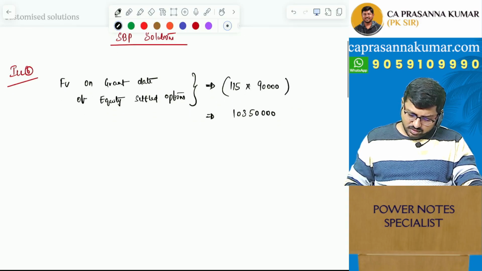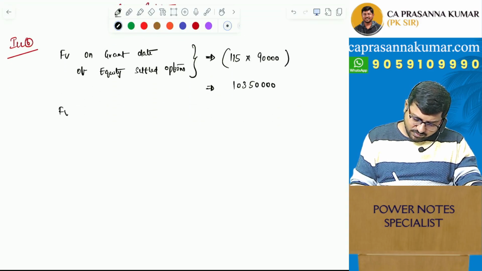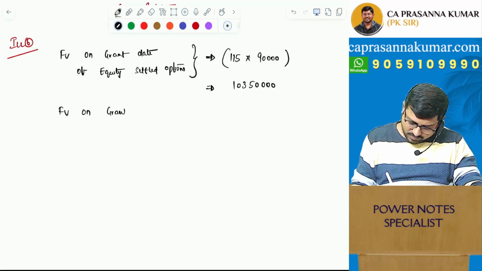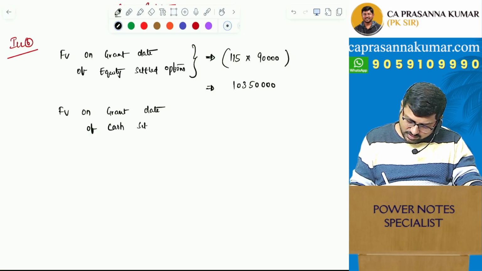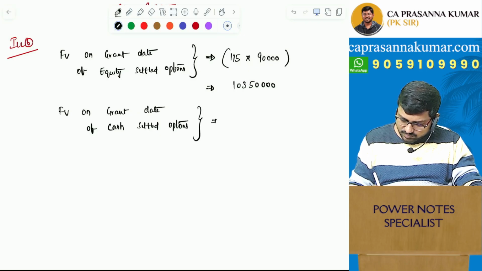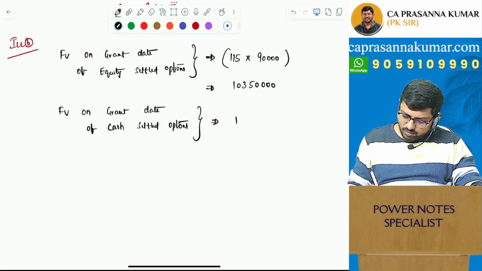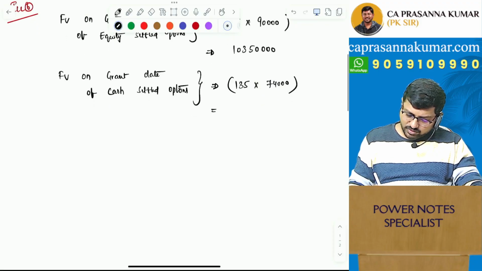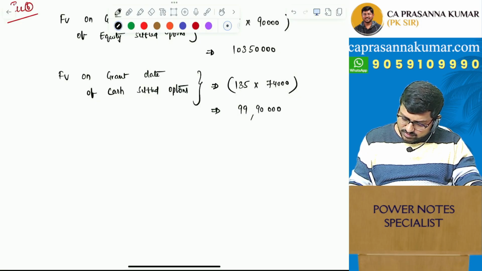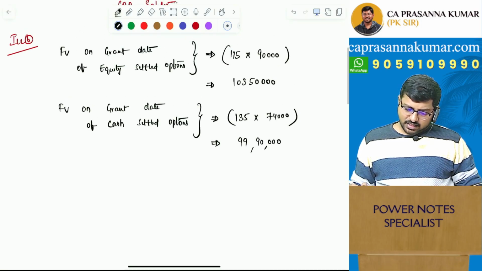All right. What is the next thing I need to do? Fair value on grant date of cash settled options. So what about cash settled options? You'll take fair value without restriction. Fair value without restriction is how much? 135 into number of shares, which will be less. Obviously, it will be 74,000 when compared to equity settled. So 135 into 74,000. Anybody can give me the number? Right. 99 lakh 90,000.